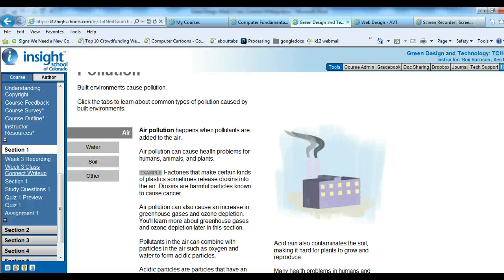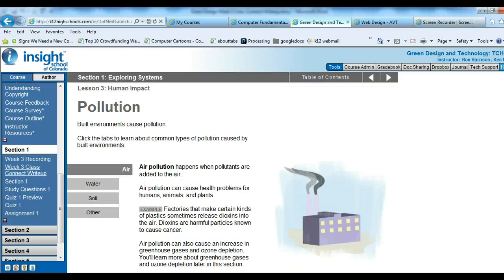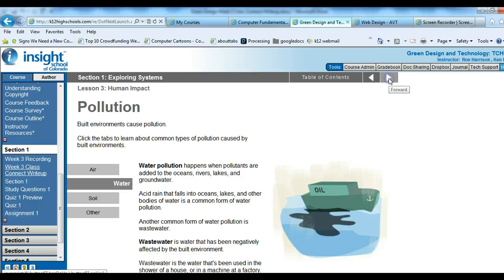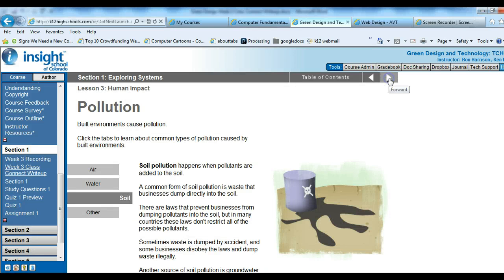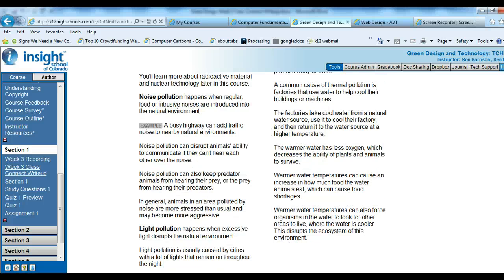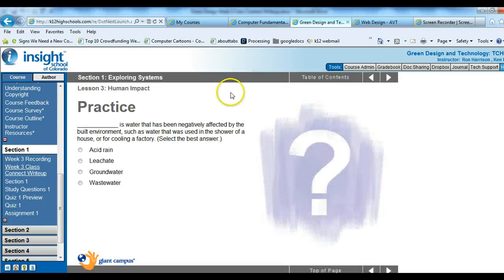4 different types of pollution: air, water, soil. Those are the 3 main types, and then other, of course. There's sound pollution, many different things that sometimes we don't think about. Water pollution, soil pollution, then finally pollution from radiation, pollution from sound, so that's noise pollution, thermal pollution, light pollution. Light pollution is like at night when you have street lights and things like that. Those lights aren't a part of the natural environment, so they are pollutants. Let's go through that practice.